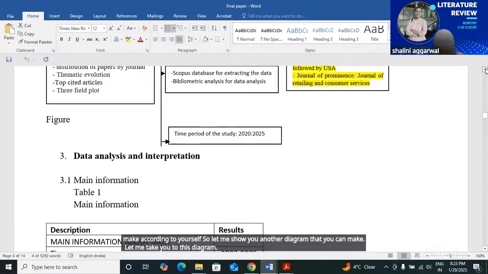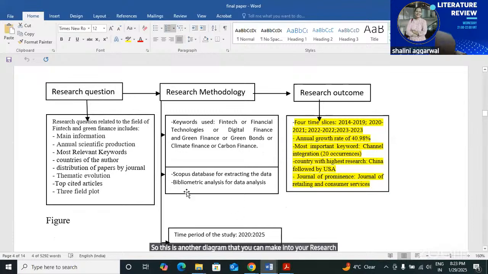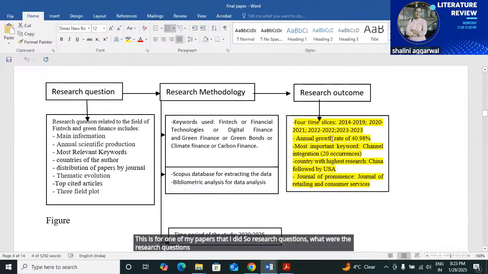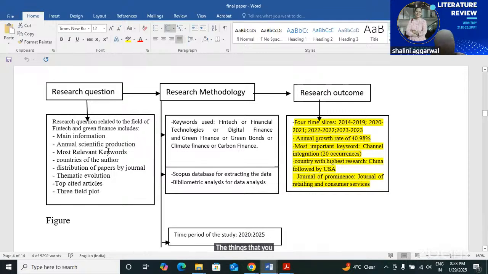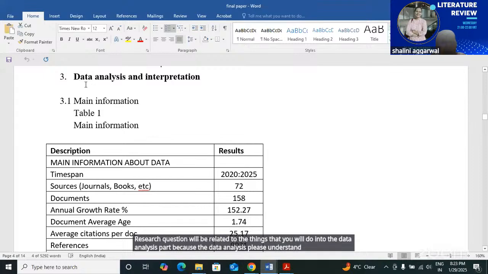So this is another diagram that you can make into your research methodology section. This is for one of my papers that I did. So research questions, research methodology, and research outcome. So what are the research questions? What does research question mean? The things that you are going to do into the data analysis part. Research question will be related to the things that you will do into the data analysis part, because the data analysis, please understand, research question has to be related to this.